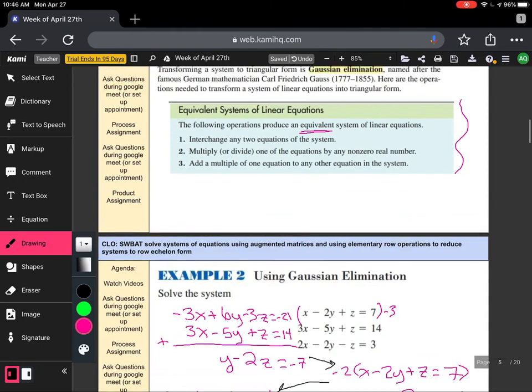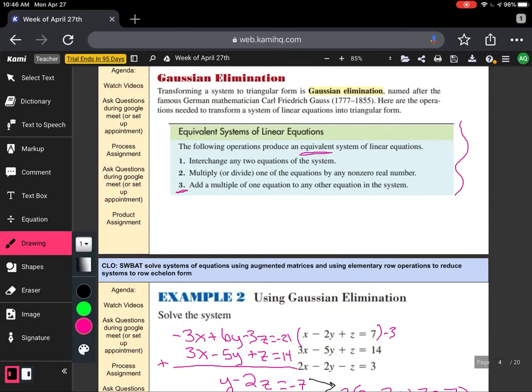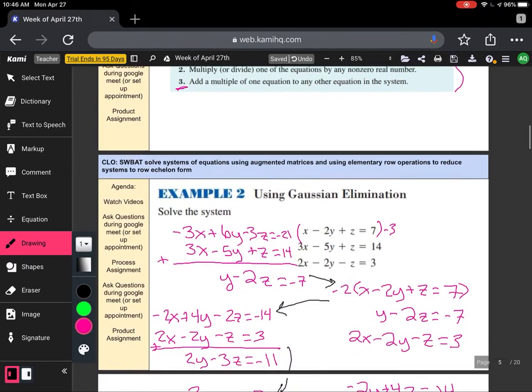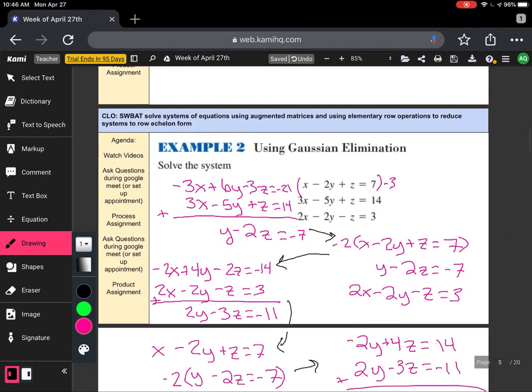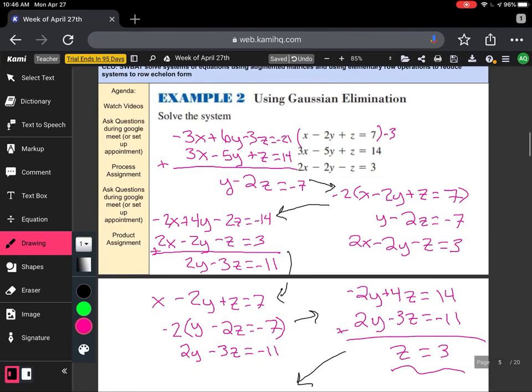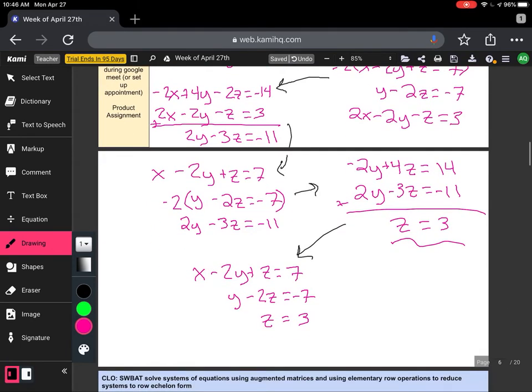And the main thing that we did here was 3. We added a multiple of one equation to any other equation in the system. I added a multiple of -3 times the first row. I added a multiple of -2 times the second row. I added a multiple of -2 times the second row again until we got down to solving for z.